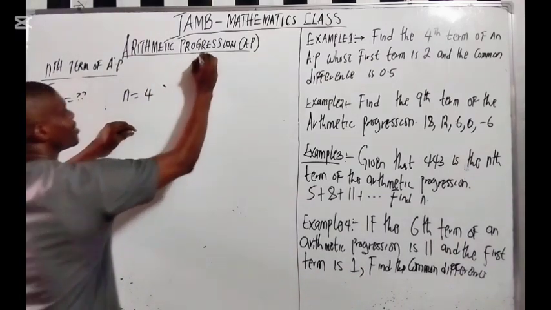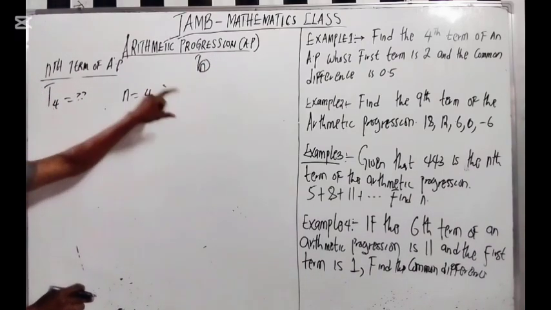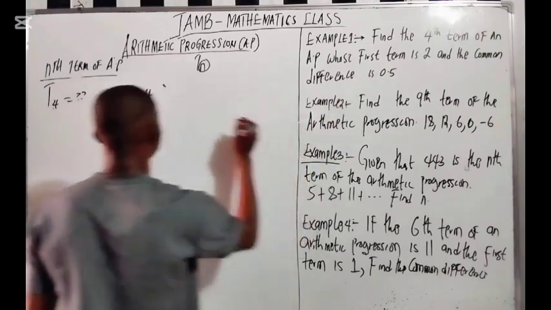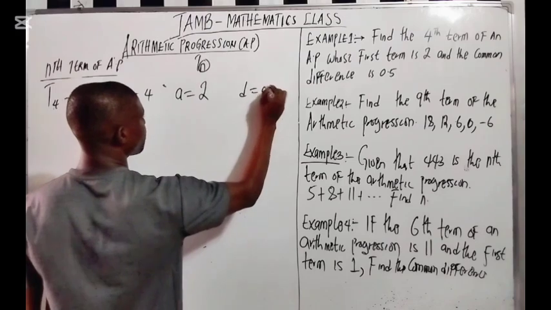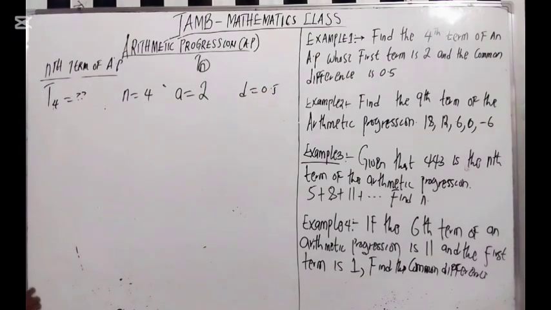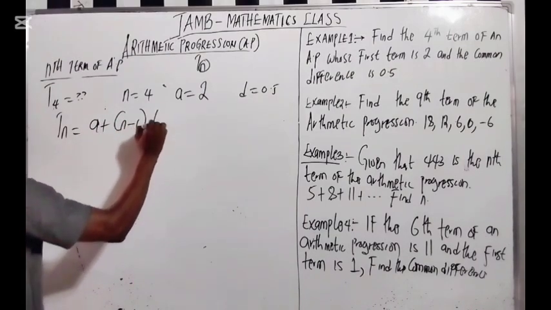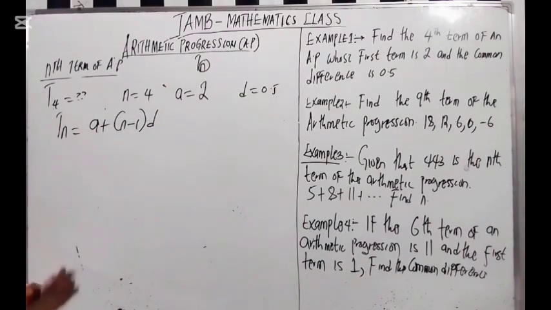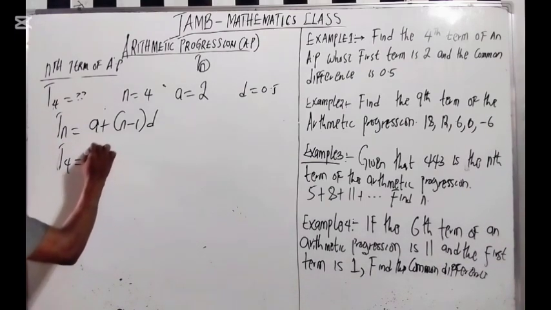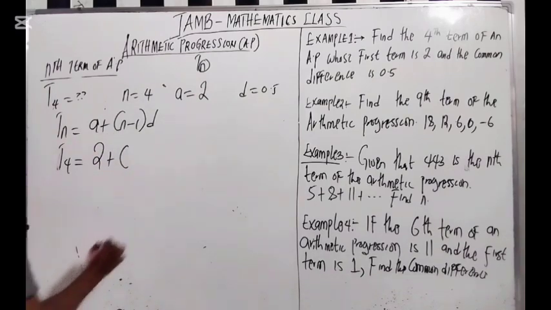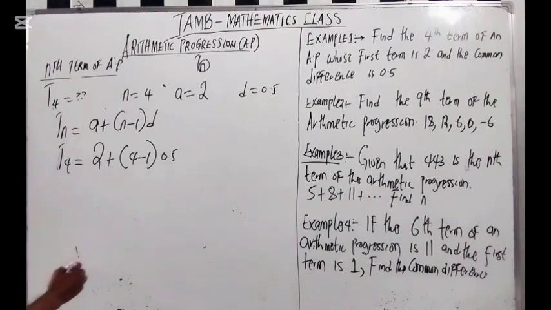Here we have Tn, the nth term, so n is equal to 4. My a, the first term, is 2, while the common difference is 0.5. Let's write the formula out: Tn equals A plus (n minus 1) D. So T4 equals 2 plus (4 minus 1) times 0.5.